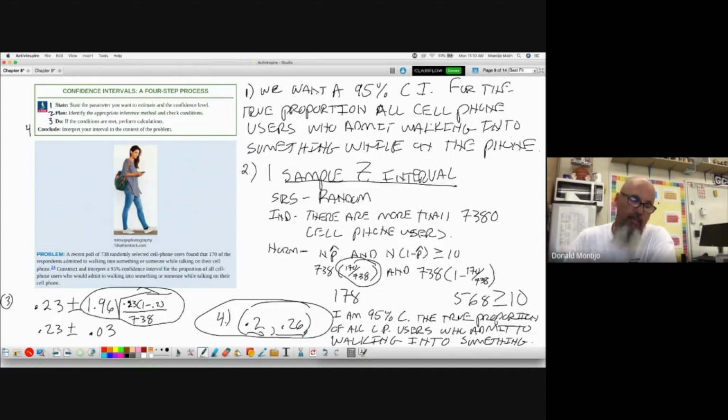This is the same process that we're going to use for every single confidence interval. The nuts and bolts, the calculations are going to change. How we check the conditions might differ depending on the problem. However, the process is going to be the same. What are we going to do? Are we allowed to do it? Do it, and then tell us what it means.